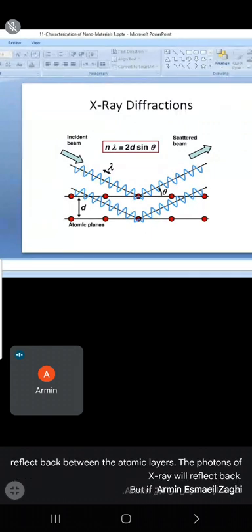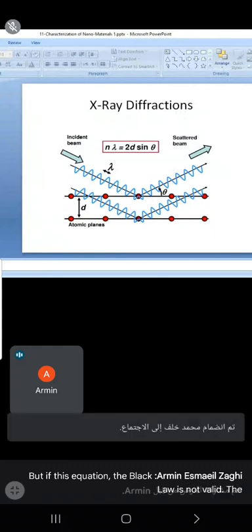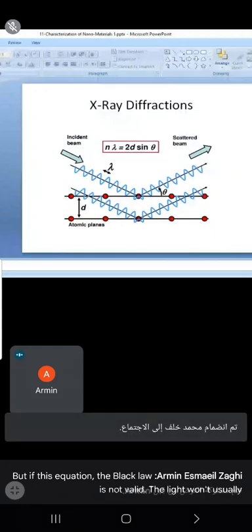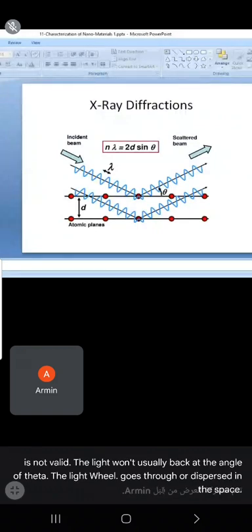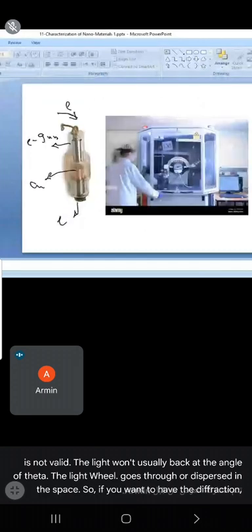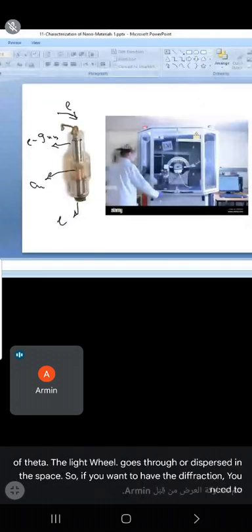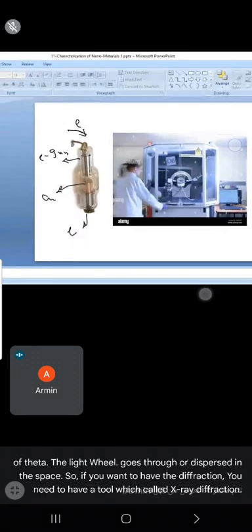But if this equation, the Bragg law, is not valid, the light won't reflect back at the angle of theta. The light will go through or disperse in the space. So if you want to have diffraction, you need a tool called an X-ray diffraction tool.